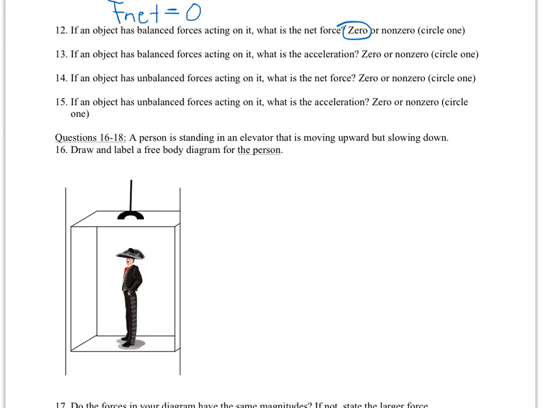If an object has balanced forces acting on it, what is the acceleration? Well, you could just remember balanced forces mean no acceleration, or you could come back to Fnet equals 0 and say, well, that's mass times acceleration. The mass of an object's not 0, and if I solve for acceleration, I'd find a equals 0 divided by m, which is 0. So acceleration is 0 when forces are balanced. If an object has unbalanced forces, it by definition has a non-zero net force.